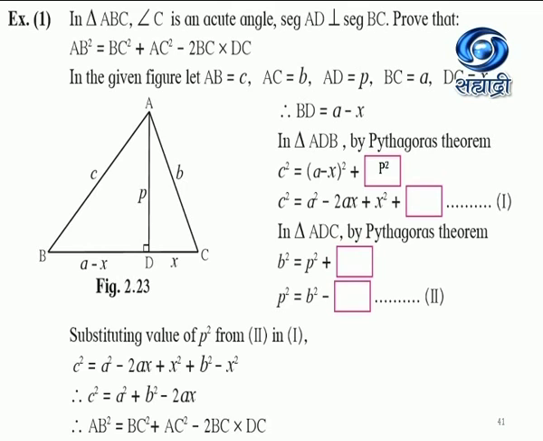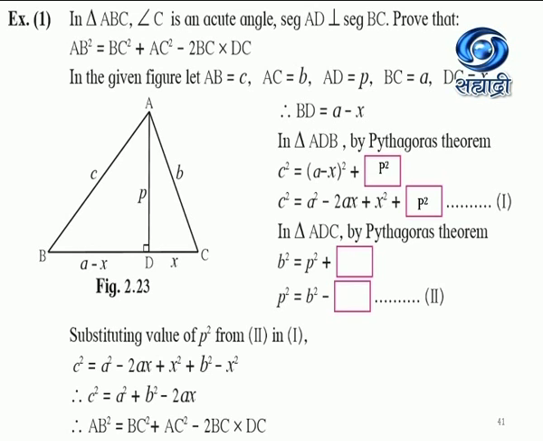Now when you solve this (a minus x) whole square, I hope you remember the things you have learnt in algebra previously. These types of identities we have learnt: (a plus b) whole square, (a minus b) whole square, and a square minus b square is equal to (a plus b)(a minus b). All these identities you should not forget. Using the same, when you open (a minus x) whole square, the answer is a square minus 2ax plus x square, and plus this p square.